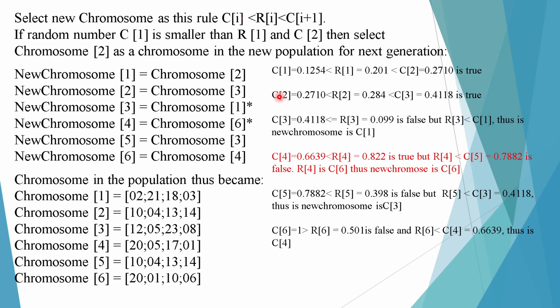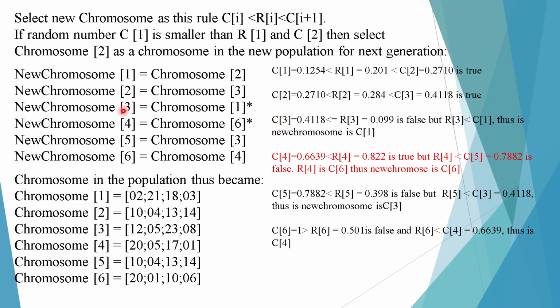Then we assign the new chromosome 2. So we check the C2 value, which is 0.2710, and it is true that it is less than R2, which is 0.284. R2 is also less than C3, which is 0.4118, which is true. Hence, the new chromosome 2 will be equal to chromosome 3. That means if C2 is less than R2 and R2 is less than C3, then the new chromosome 2 will be equal to chromosome 3.